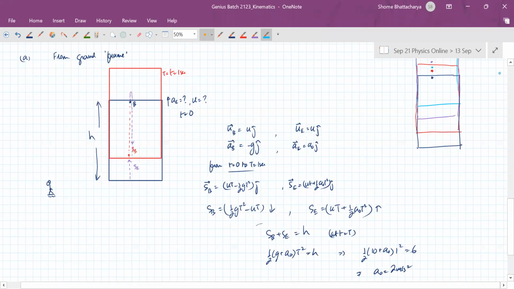In the ground frame, in your FBD, there will be only the single force of gravity acting on it, so its acceleration should be only the acceleration due to gravity. But in the elevator's frame, you'll have to include the pseudo force. So the net force acting on the bolt during the free fall in the elevator's frame, which is a non-inertial frame, will be the vector sum of pseudo force and mg. That will provide the acceleration, which will become g plus a naught downwards. Actually, the order of logic is the other way around: the pseudo force concept is justified by relative motion.